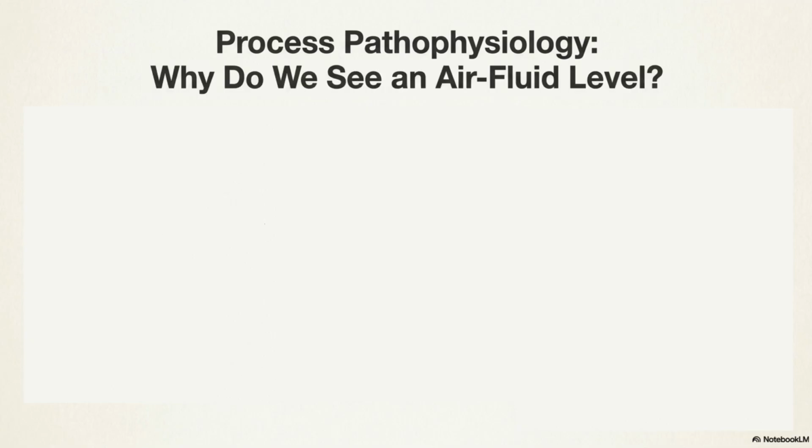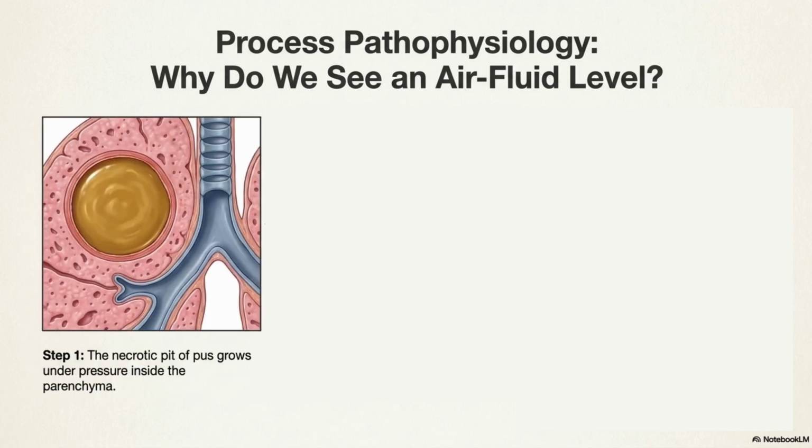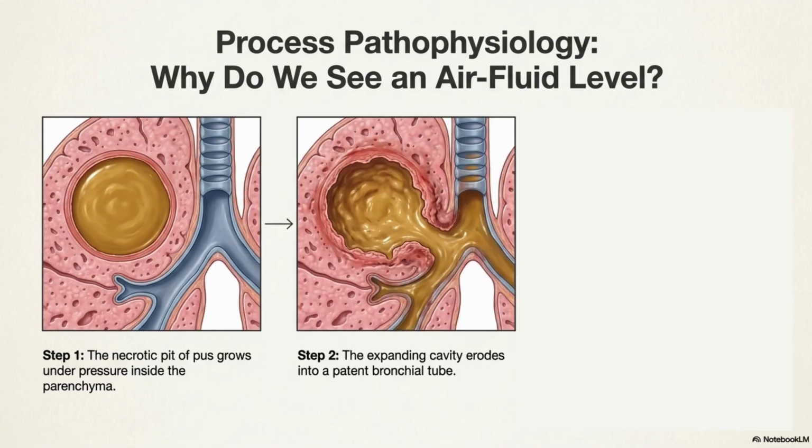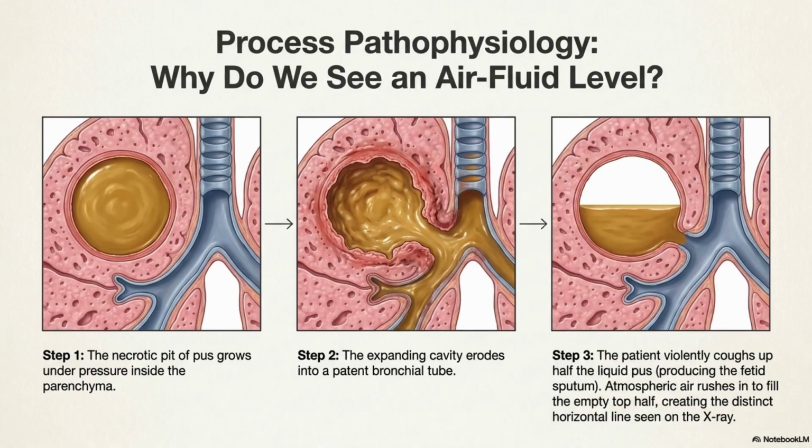Now for the process pathophysiology, why do we see an air fluid level? In step 1, the necrotic pit of pus grows under pressure inside the parenchyma. In step 2, the expanding cavity erodes into a patent bronchial tube. Finally, the patient violently coughs up half the liquid pus, which produces that fetid sputum. Once emptied, atmospheric air rushes in to fill the empty top half, creating the distinct horizontal line seen on the X-ray.